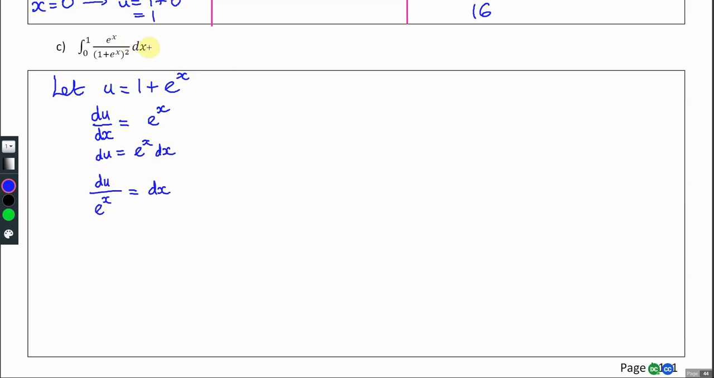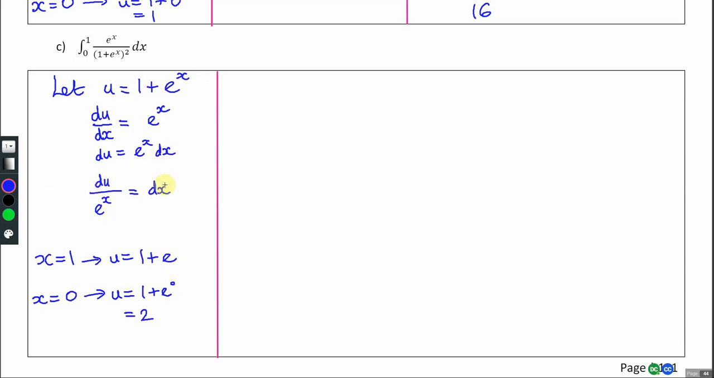Now change the limits. If x is 1, then u will equal 1 plus e to the power 1. And if x is 0, then u is 1 plus e to the power 0. So 1 plus 1, which is 2. So these are my new limits. I'm now ready to do the substitution.